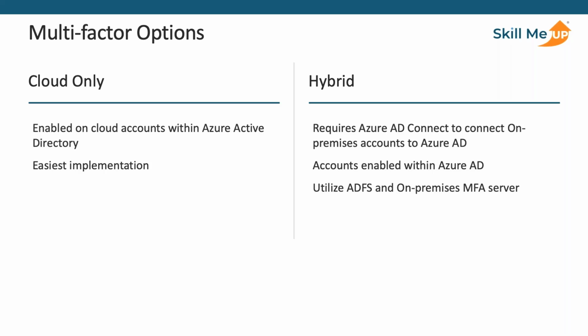The other option is the hybrid one. So this requires Azure AD Connect. This is where you're synchronizing on-premises accounts up to the cloud. The accounts are then enabled within Azure AD. And then if you wanted to, because we're utilizing this hybrid model, we could utilize ADFS, or Active Directory Federated Services, on-prem with multi-factor at that point, which means that you could then start to use second factor and device multi-factor as well. So ADFS supports that. So these are the two core options that are available to us for multi-factor.